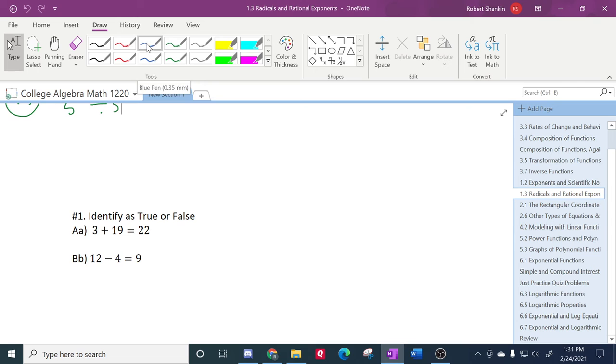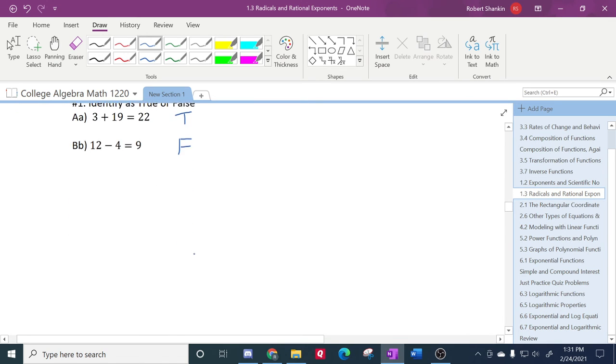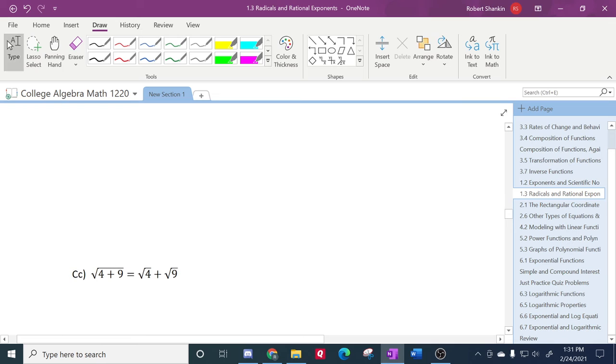And there should be enough time to realize that this one is true and this one is false, because 12 minus 4 is really 8. So in the same vein, put a T or an F next to this one.